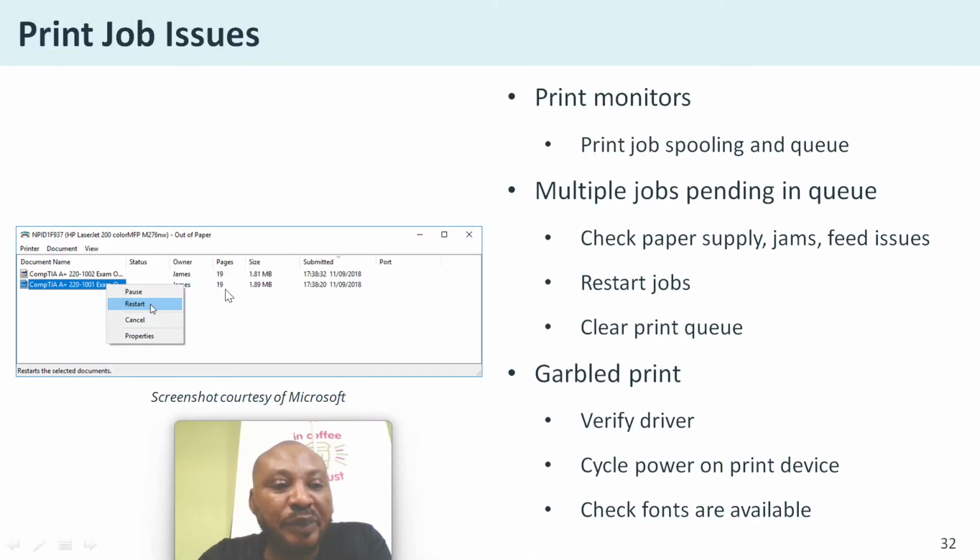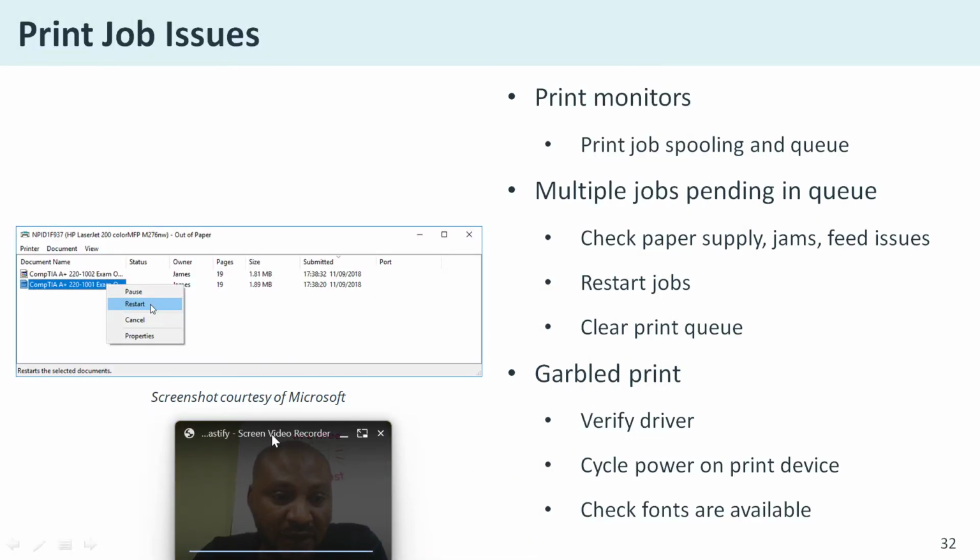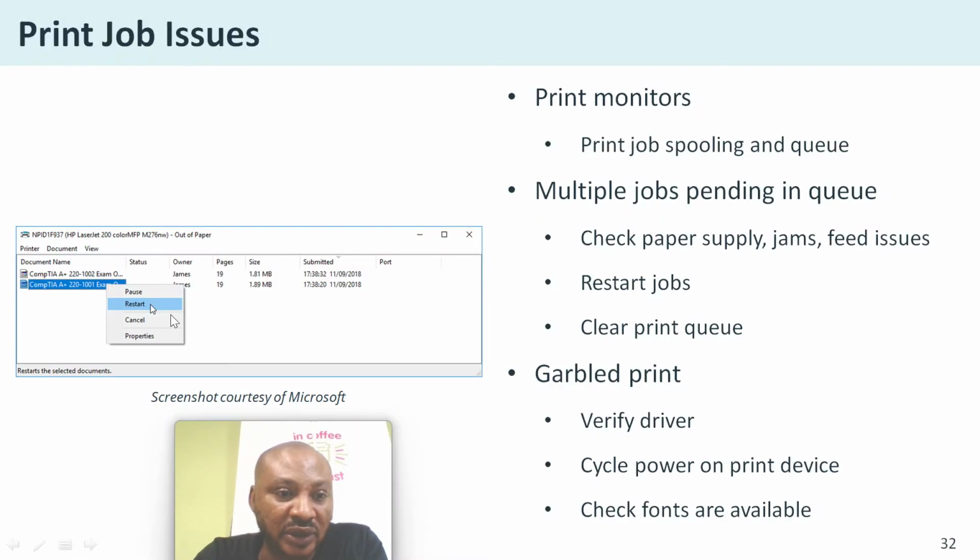Now, if you hear about print queue, we'll try to explain it now. If you hear about the print queue, right? If you take a look now, this is a print queue. These are jobs on this printer. This printer is called HP Laser 200 Color. It's a multifunctional printer. Now, in this place, there are two jobs, right? Look at the pages, and look at the owner. James is the owner of the job, both jobs.